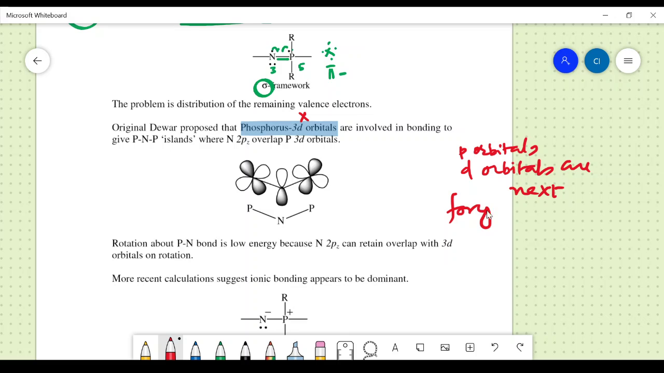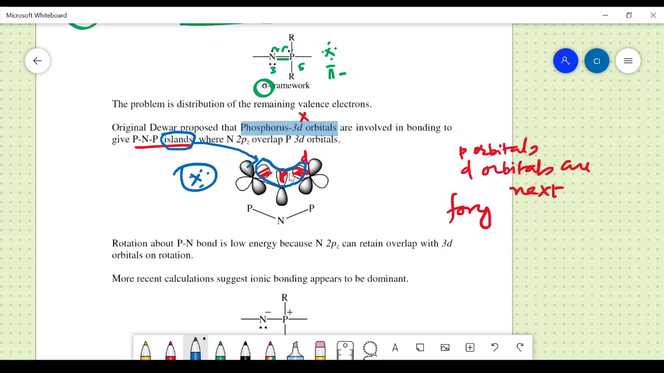Foray means these orbitals can move into this d orbitals there. This is p and this is d orbital. So electrons can simply, because of the same symmetry here, here and here, some electrons can move into this, and the electron delocalization can take place, and they are involved in bonding to give PNP island. So they call it an island. So this is the island they are talking about, and this is very essential when you write the examination.